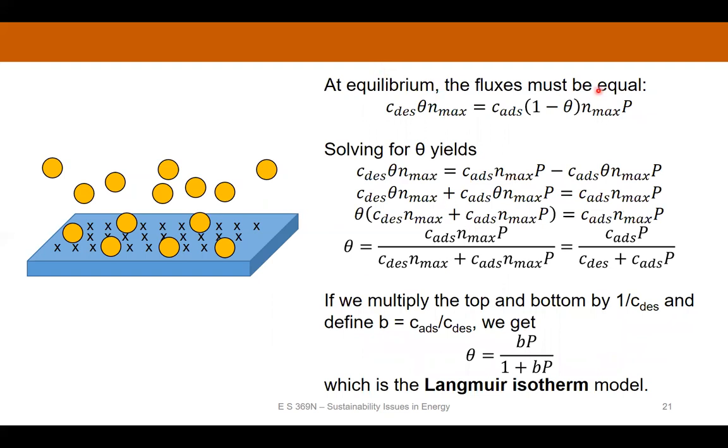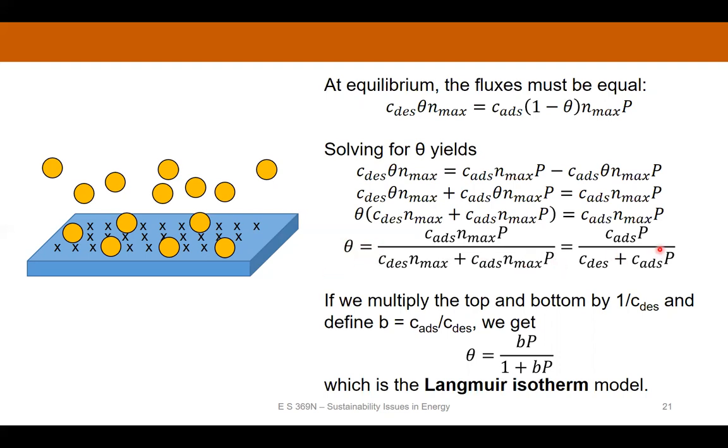Okay, so at equilibrium, the two fluxes must be equal. So we'll relate the desorptive flux to the adsorptive flux. And if we do a little bit of algebraic manipulation, we can actually solve for theta. So this is going to tell us what fraction of the surface sorption sites are going to be occupied at a particular pressure. So here I'm showing my work so I get full credit. And so we end up with this expression here.